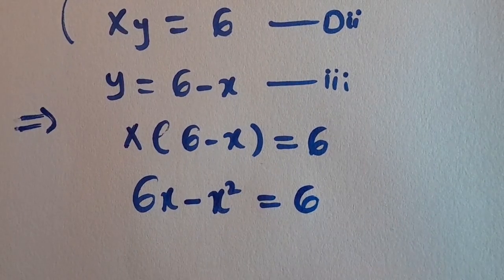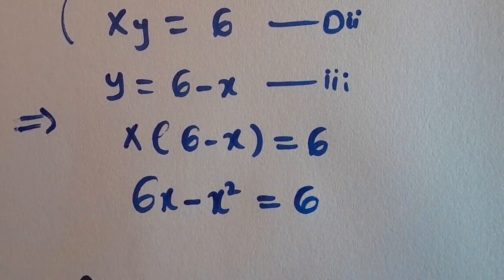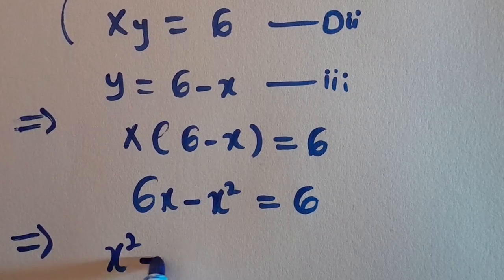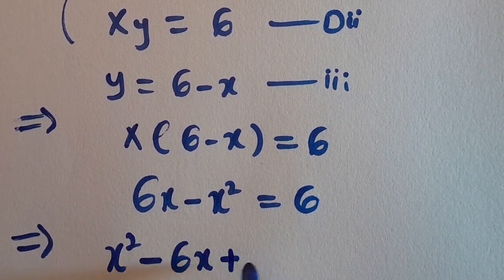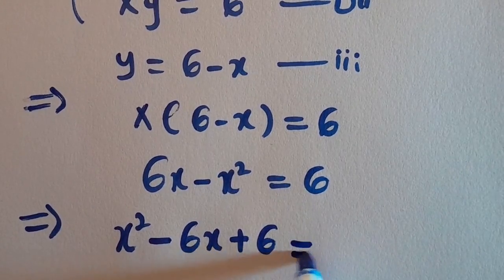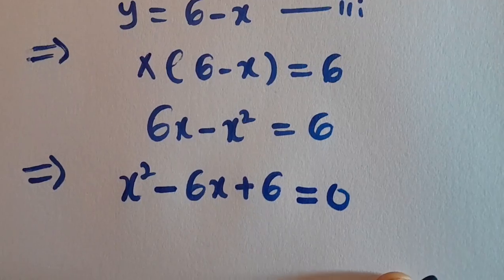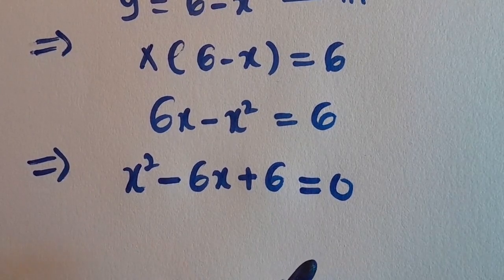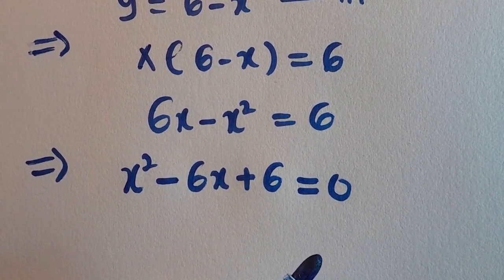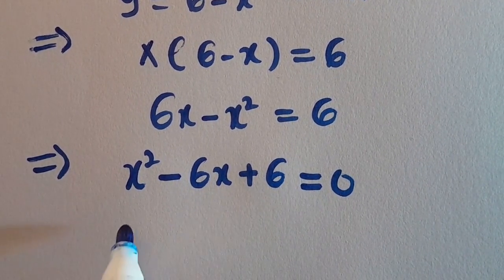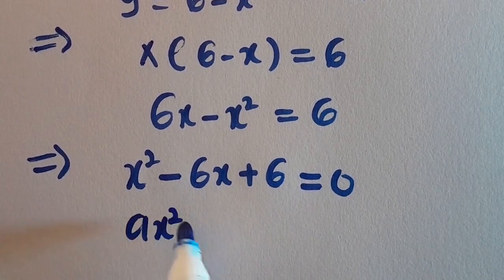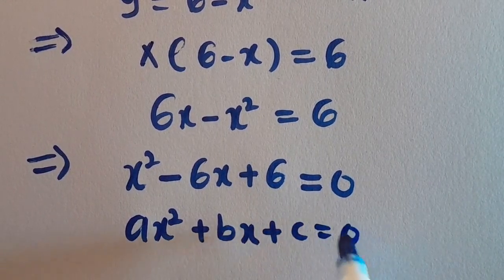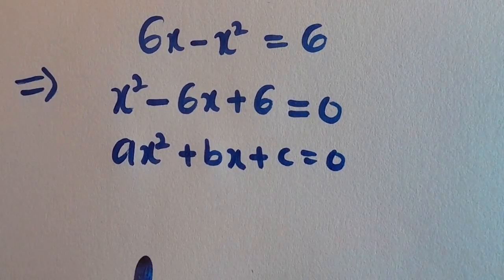Now let us rearrange the expression by taking all of this to this side. So this implies that we have x squared minus 6x plus 6 equal to 0. And mind you, this is a quadratic, and to solve this type of quadratic, we have to use the quadratic formula. But compare this with ax squared plus bx plus c equals 0. This is the quadratic general expression.